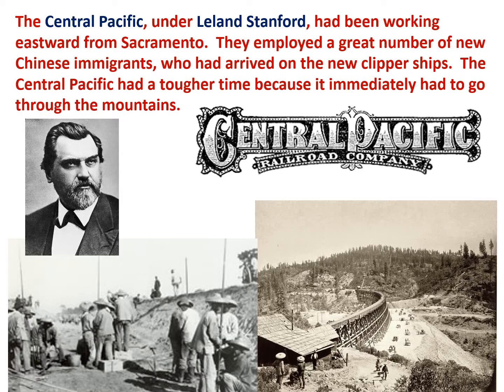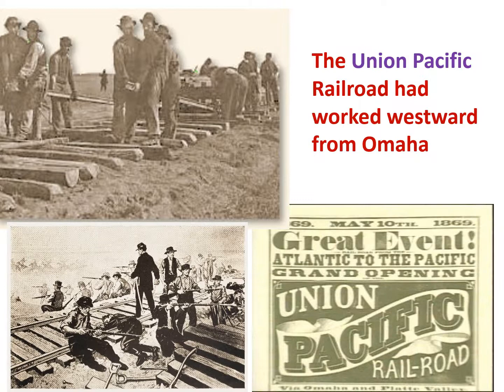The Central Pacific, moving eastward from Sacramento, had a tougher time because it immediately had to go through the Sierra Nevada and the Rocky Mountains. And this, of course, meant you had to build bridges and you had to blast your way through tunnels. And so progress is going to be a bit slower. The company working westward from Omaha was the Union Pacific Railroad Company. And it had a quicker time moving initially because it was going across the plains. It was flat. They had to deal with the Indians, but they're both going to keep working, as I say, all the way to 1869 when they met at Promontory Point.